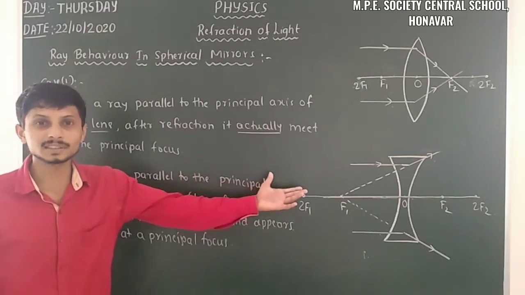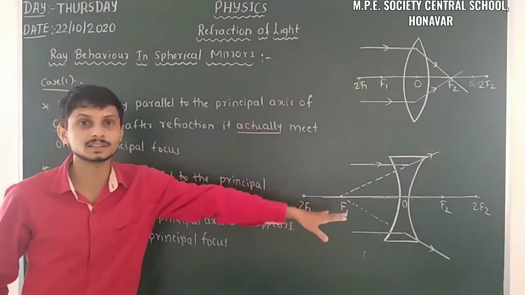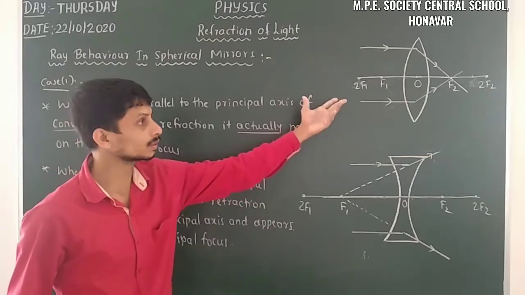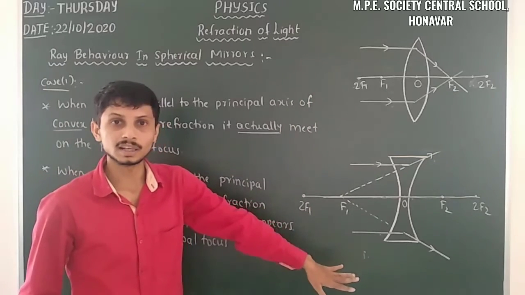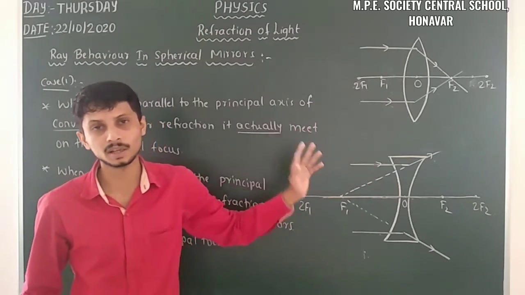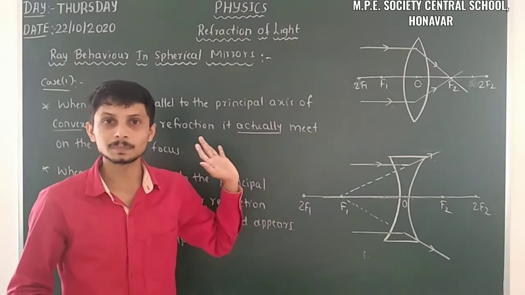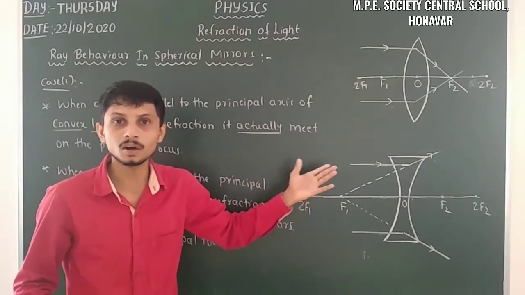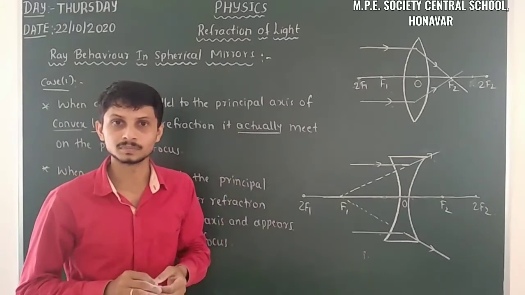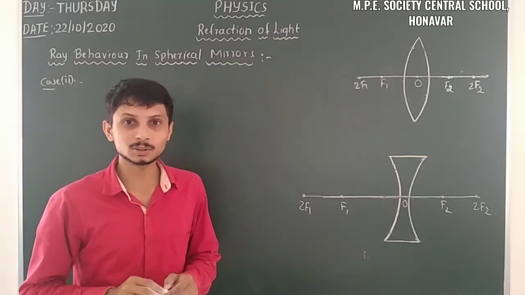So here we have to describe that one only. When a ray parallel to the principal axis, after refraction, actually or appears to meet, it depends on the convex lens or the concave lens. Whether it converges to or diverges from the principal axis, after that it meets at the principal focus. Whether it appears to or actually does depends on the lens. So let us take case 2 here.